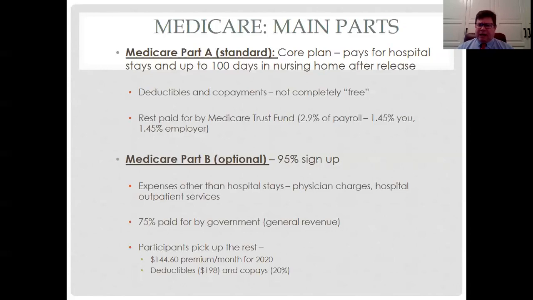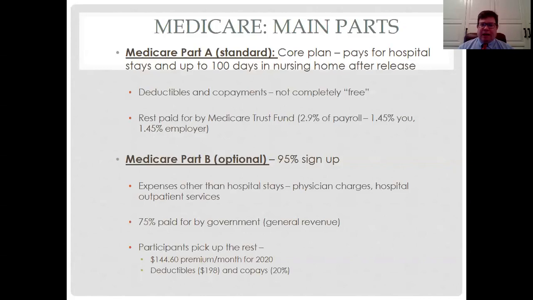Medicare Part B is optional, but a fairly decent plan. As you can see when we get down here, it's relatively inexpensive in relationship to private health insurance. About 95% of people that are eligible for Medicare Part A sign up for Medicare Part B. And this includes things that would typically be associated with healthcare that are above and beyond typical hospital stays. So going to see your doctor or outpatient services at a hospital, that sort of thing. And 75% of this is paid for by the government.